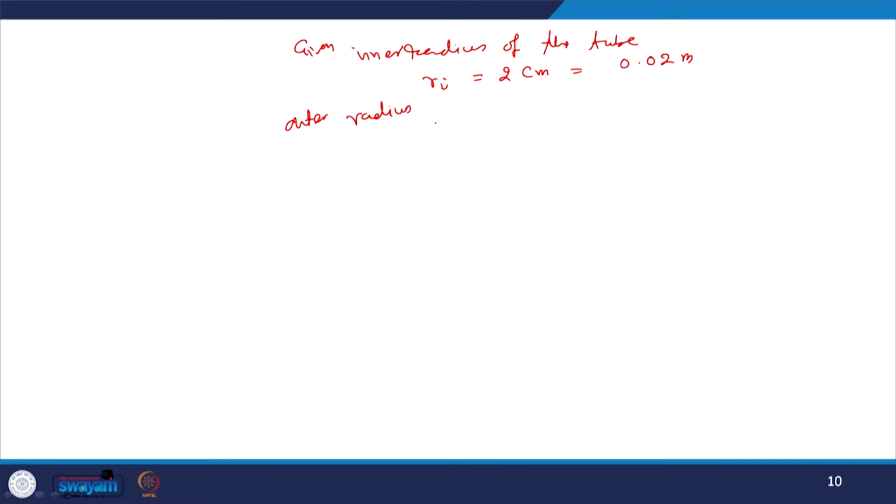Now it is given that the inner radius of the tube Ri is equal to 2 centimeter, that is 0.02 meter. The outer radius of the thick wall tube R0 is equal to 4 centimeter, 0.04 meter. Now let's draw the figure.